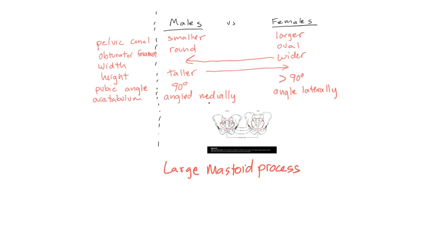Which is right under your ear, or right beside the bottom of your ear. And that story I told you where the guy broke his nose on my head, that's what he hit. He hit my mastoid process. And they also have a larger brow ridge.